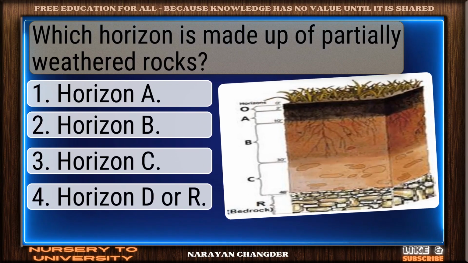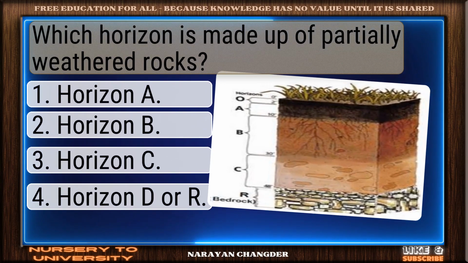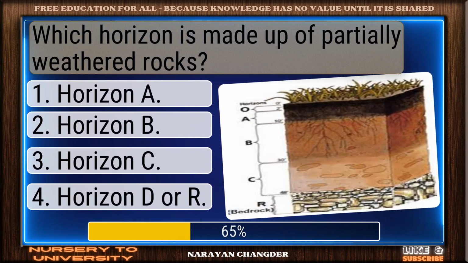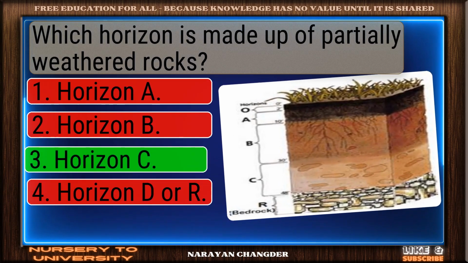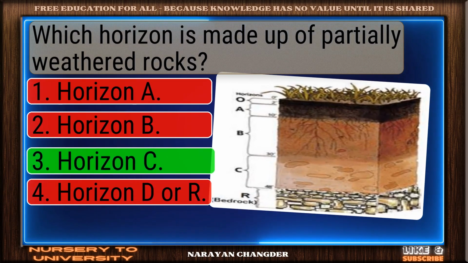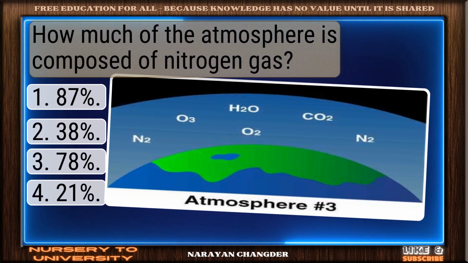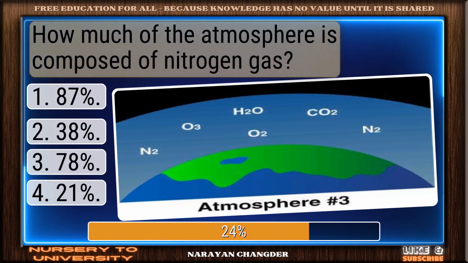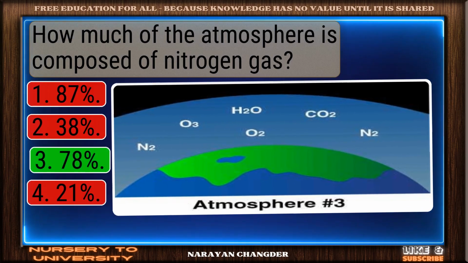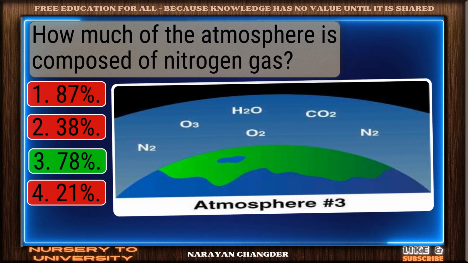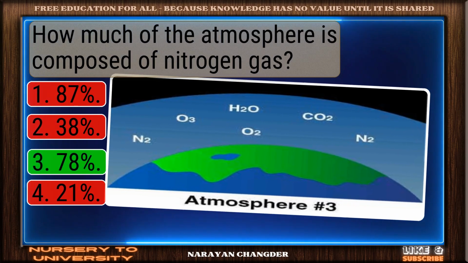Which horizon is made up of partially weathered rocks? Correct response. Horizon C is the most accurate answer. How much of the atmosphere is composed of nitrogen gas? Correct. 78% is the right answer.